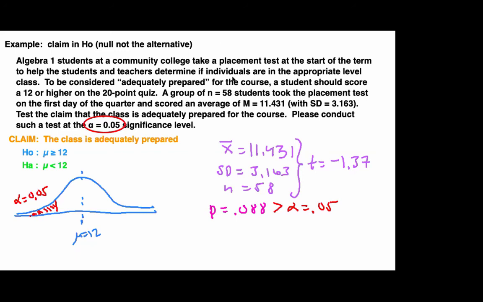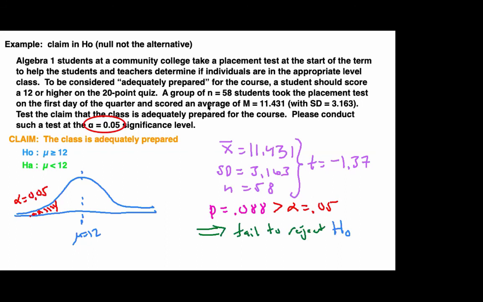So the implication is, we do what? What's the conclusion here? Or sorry, what's our decision? Fail to reject the null. Now remember, in our case, that was a good thing because our claim was indeed the null. So we're not rejecting it, we're not proving it, but we're not rejecting it either.